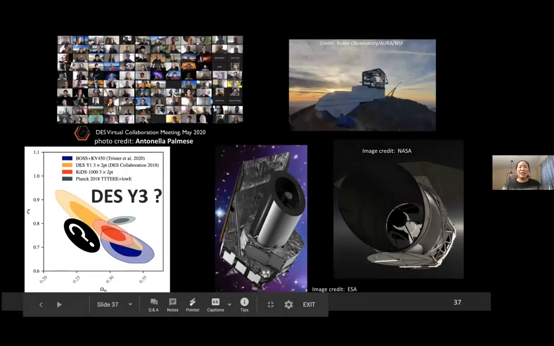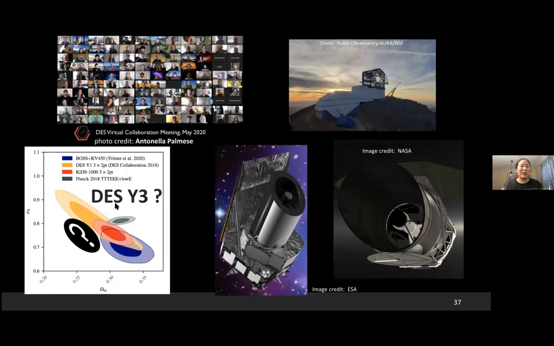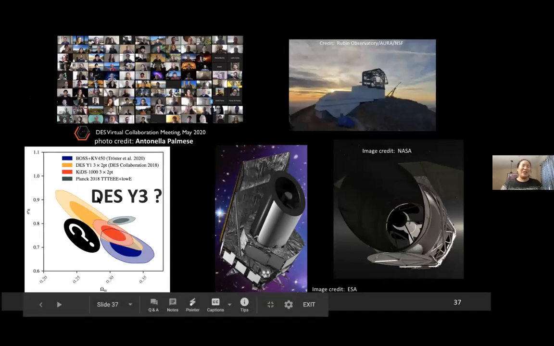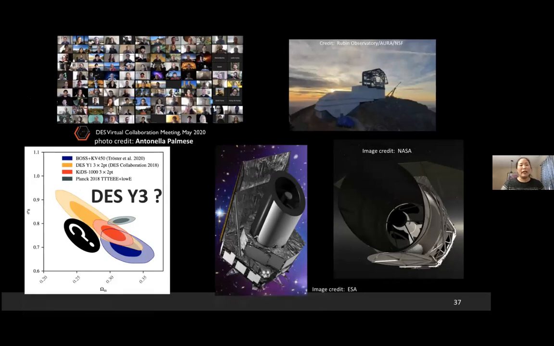Okay, so I'll just end it here, just a summary slide. We're eagerly awaiting the final results of DES and where it falls exactly on this plot as we are nearing percent level precision measurements. So thanks very much, and I'll take questions.